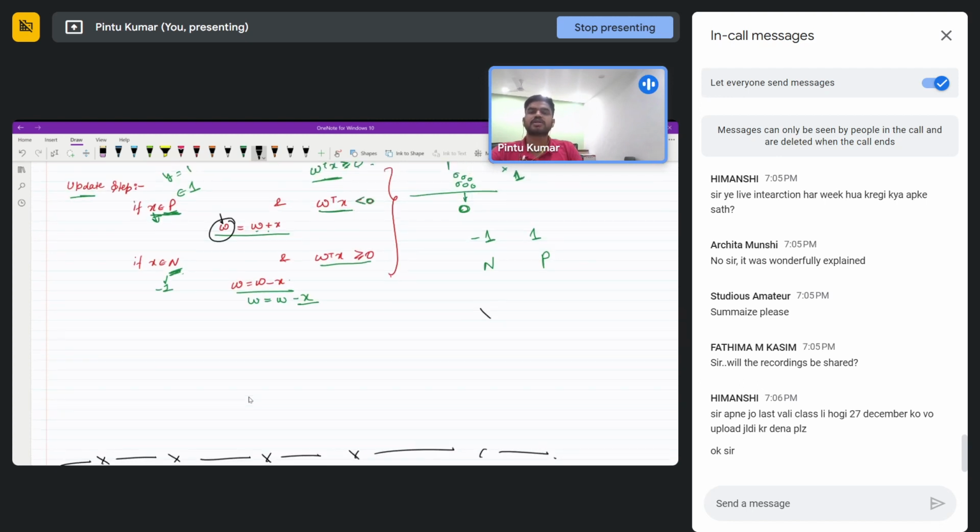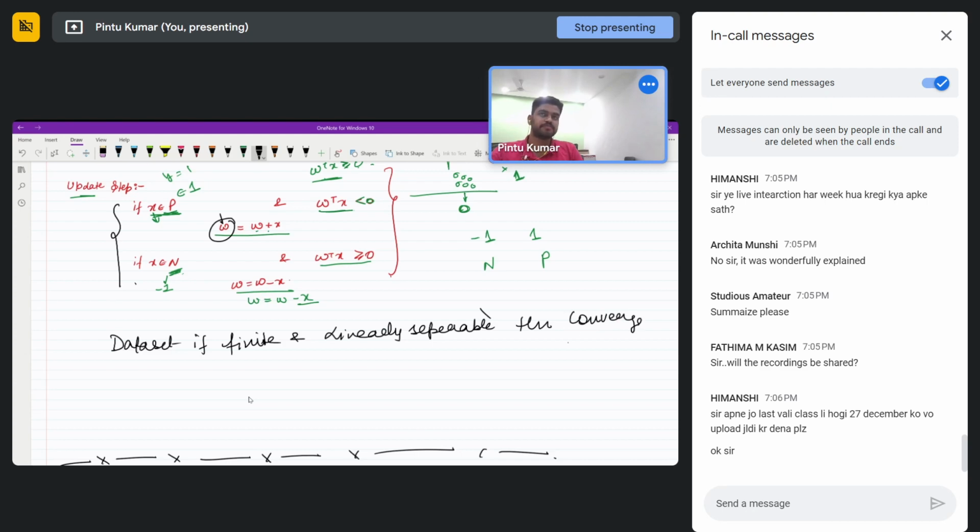Okay. Now we have constructed some update condition for our W, but if my update condition doesn't give me the desired result, what is the use of it? So the question is whether this perceptron update step is useful or not. The answer is that it is useful. So if my data set is finite and linearly separable, then whatever update condition I have written will converge in some finite number of steps.